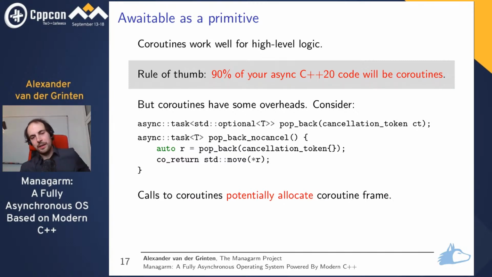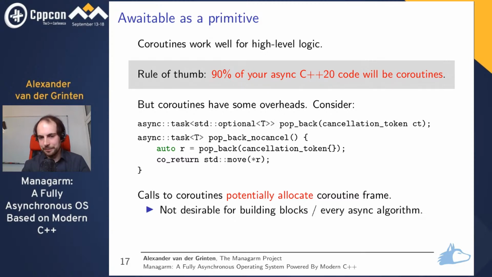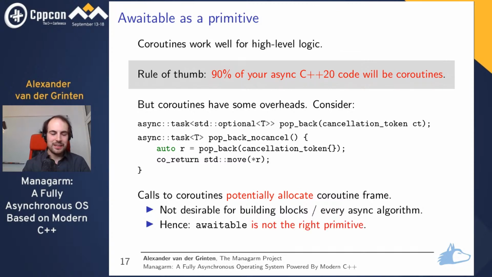how coroutines work, because coroutines potentially allocate coroutine frames. Not in all cases, so there are great optimizations that can avoid this, but it can happen in certain cases that we need to allocate a coroutine frame. So we need to heap allocate something, and there are certainly situations where we don't want to heap allocate. For example, if we have async algorithms, and we'll take a look at async algorithms in a few minutes, then it's not desirable to make every async algorithm allocatable. So I'm claiming that awaitable is not the right primitive here.